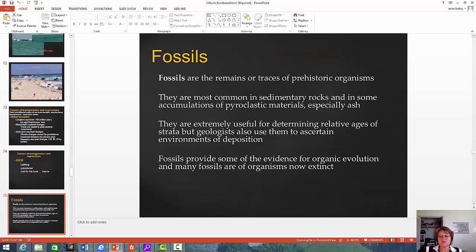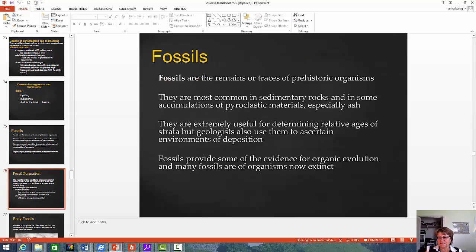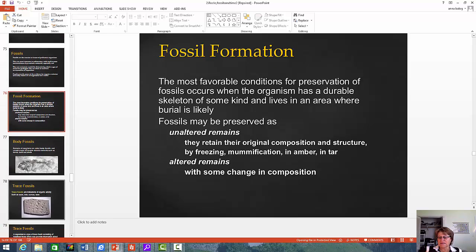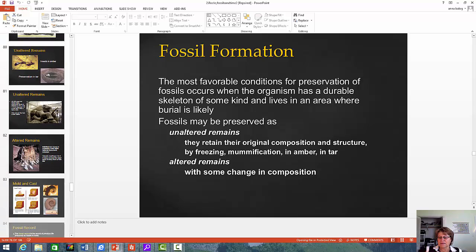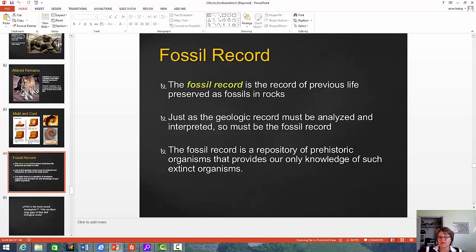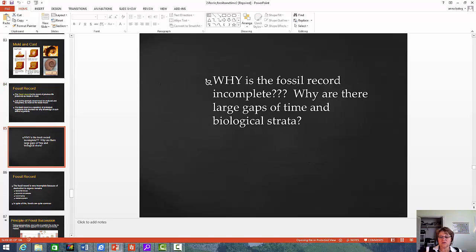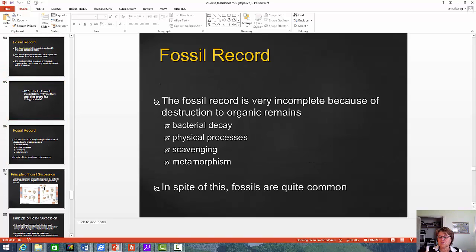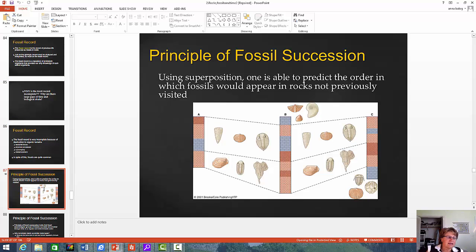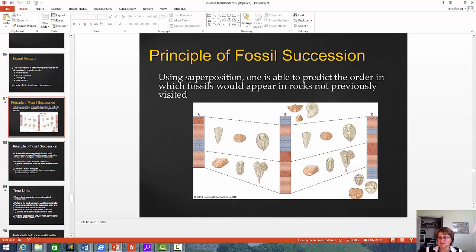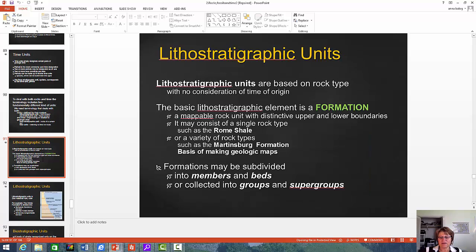And of course you've got to know something about the fossils, the fossil record, and of course the principle, but that was already one of the principles anyway. So I think that's about it on this one.